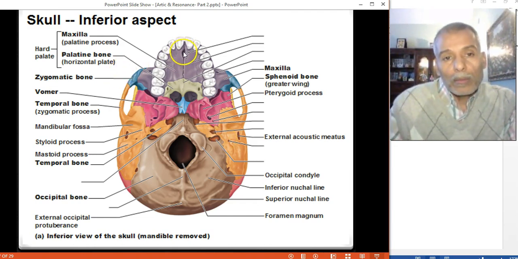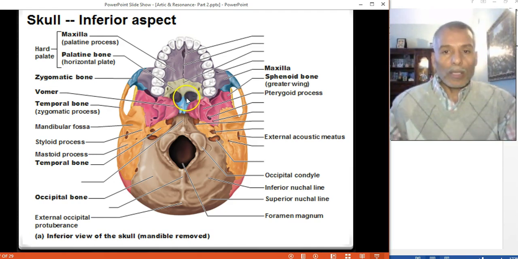Here is again the structure, as we explained: basically the premaxilla and the horizontal plates. The palatine processes of the maxilla, and then you have the horizontal plates of the palatine bone, and then we're going to speak about the other structures later.